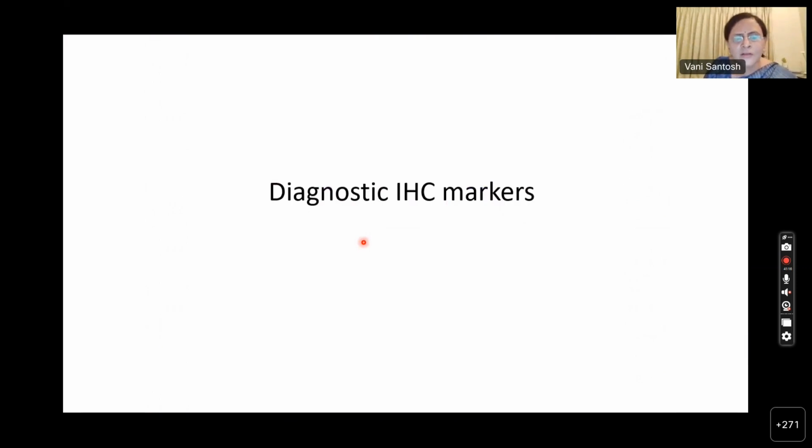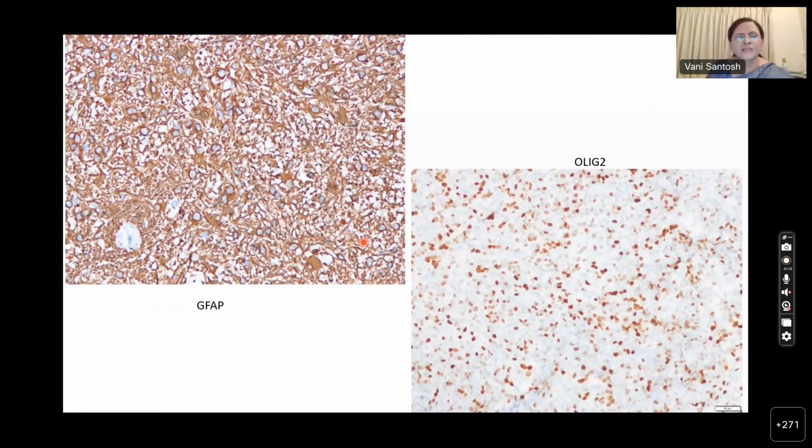So I've given you some diagnostic IHC markers. I've given you these two markers. Siddhi, can you tell me what are these and what does it show? The GFAP IHC is positive for. What is GFAP? Glial fibrillary acidic protein. Very good. GFAP is glial fibrillary acidic protein. It's an intermediate filament protein. And what has happened here? What does it show in this slide? Positive for the malignant cells. Come on, tell me properly. Only some cells are positive.